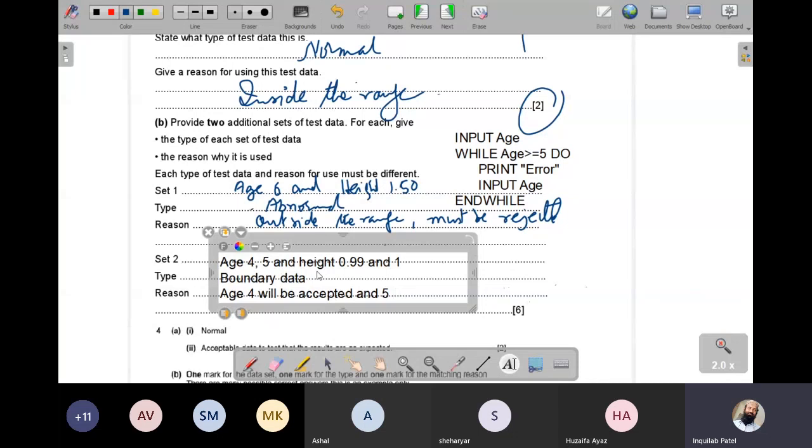Basically, in boundary data, at each margin we use two data items. One is basically inside the range, like at the margin, and the second one will be outside the range but will be at the margin, right? So if we are considering that the age is an integer and under 5 years is allowed, so 4 is inside the margin but at the margin, and 5 is outside the margin but adjacent to margin.